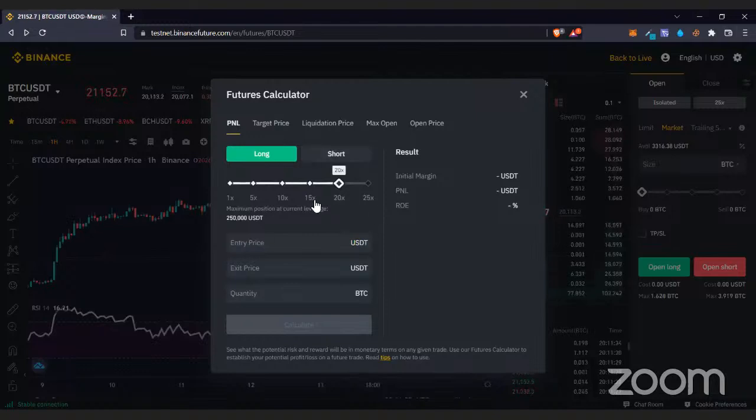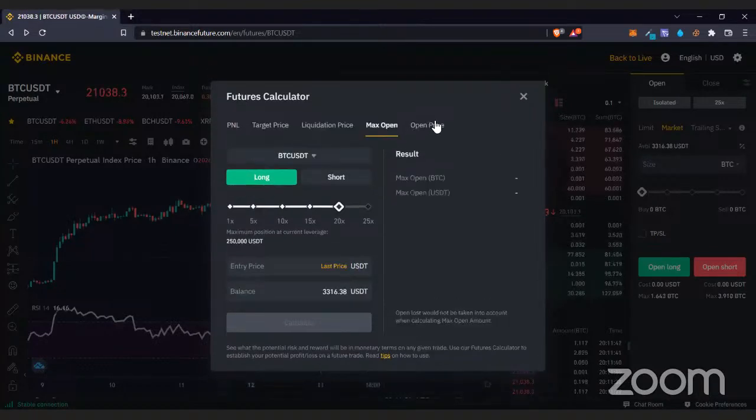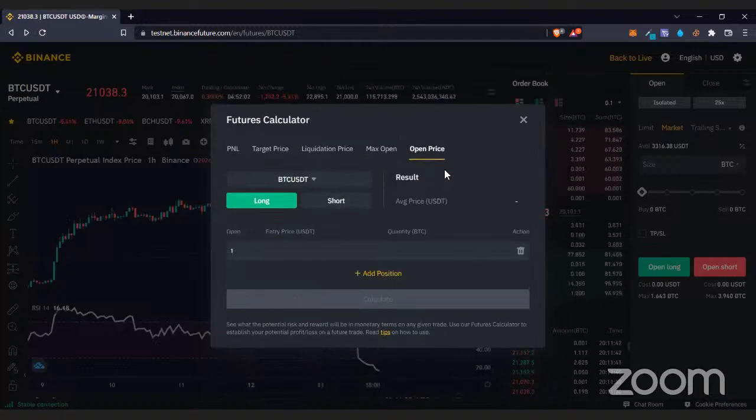On the calculator here, we have the PNL, profit and losses. This is what it stands for. You can calculate what you should make if you enter a position at a certain price and the rest. Then you have the target price, the liquidation price, the max open, and then the open price. We're going to look at all of these different tabs one after the other and how best you can use them. I'll just walk you through it.